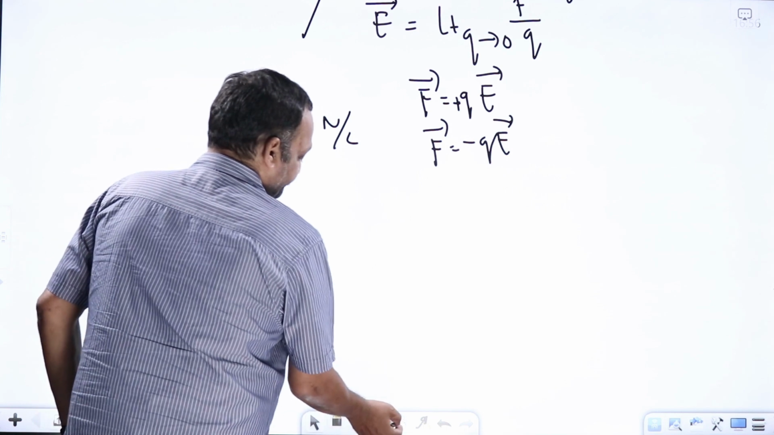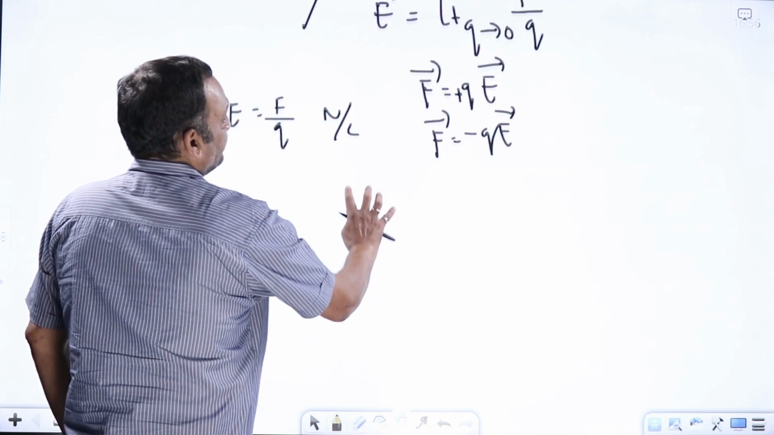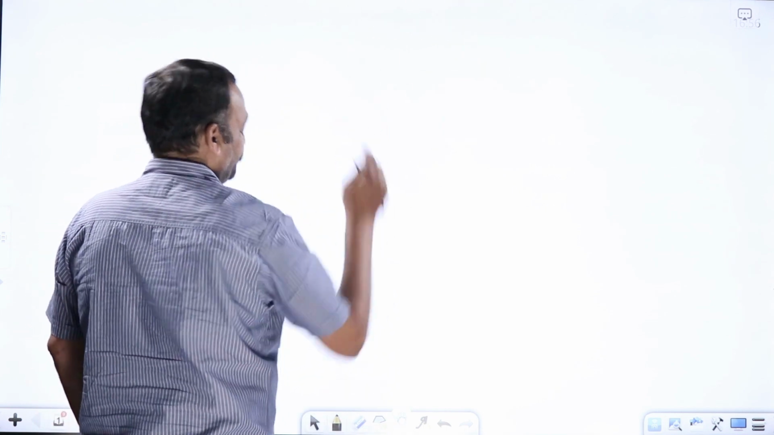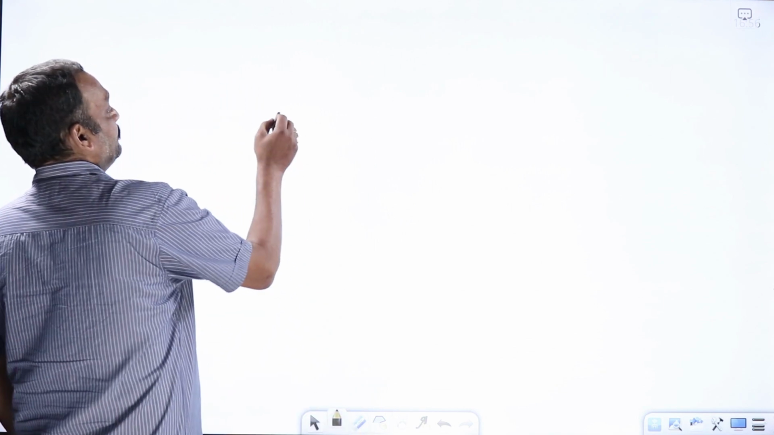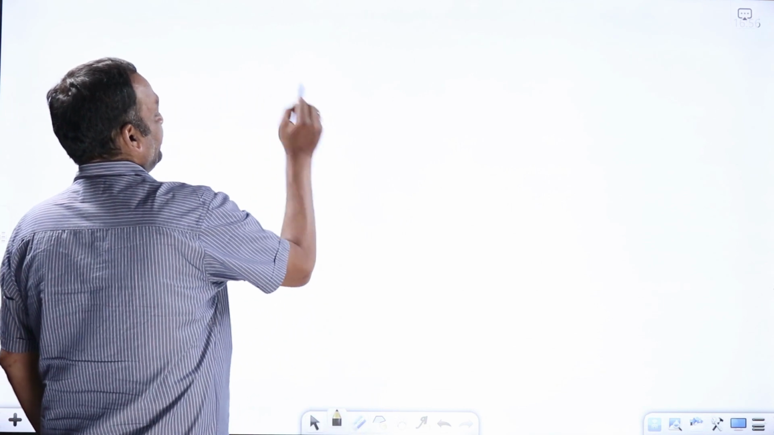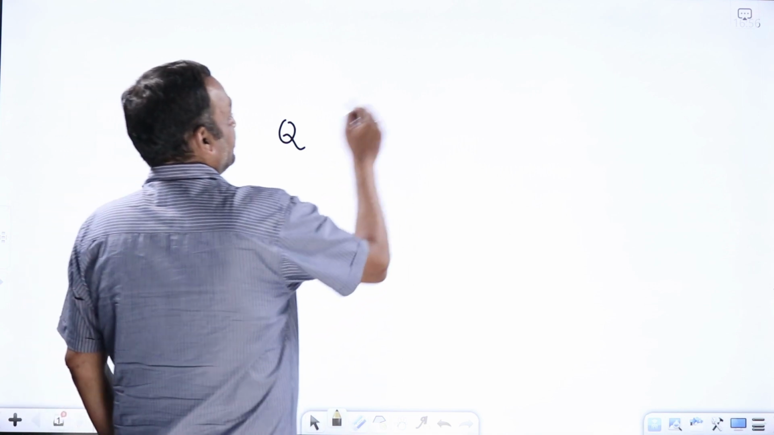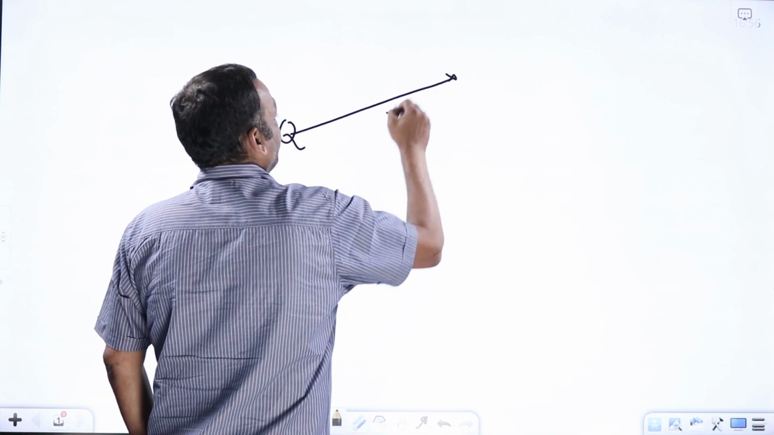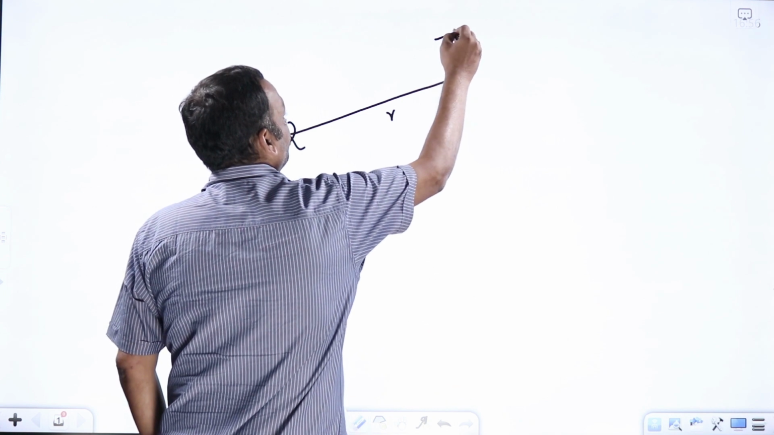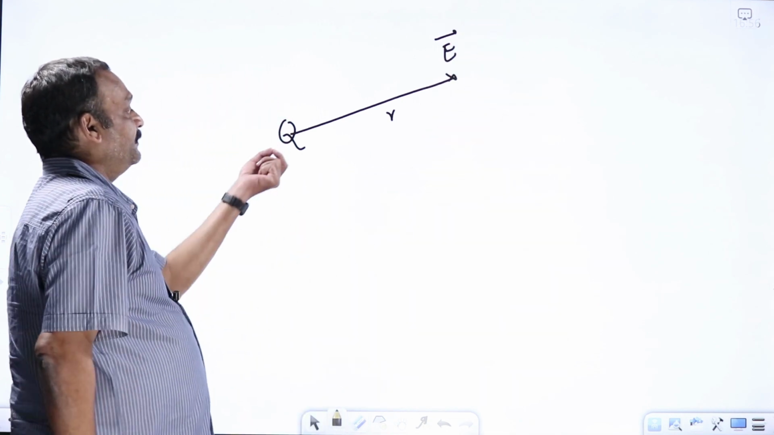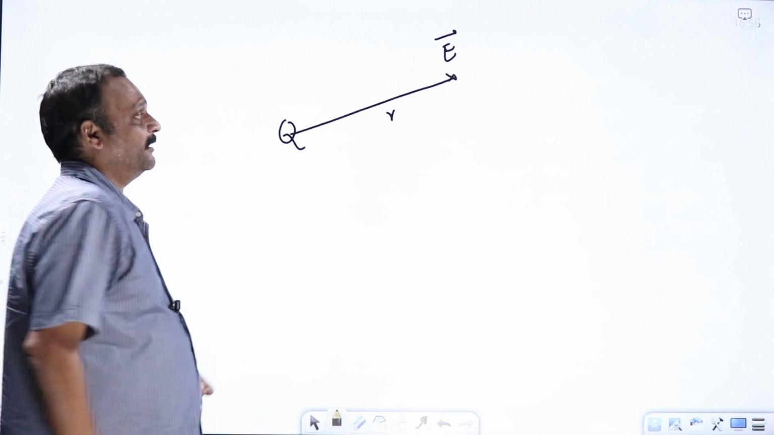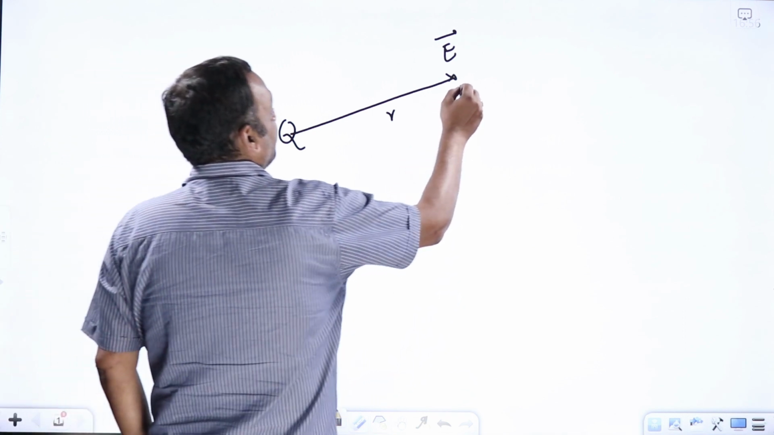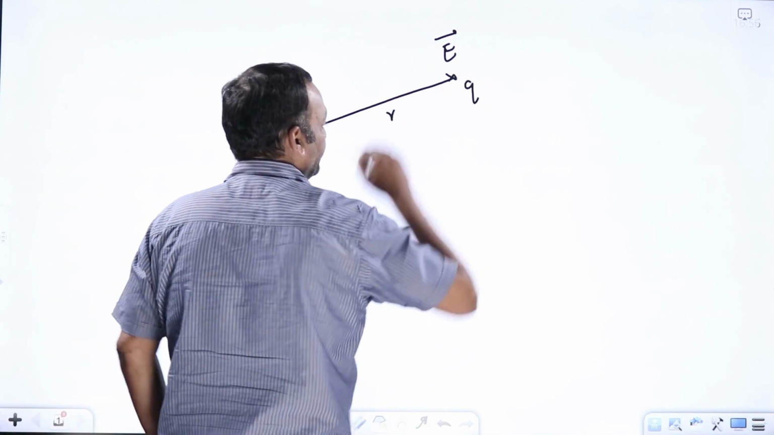Now what is the electric field intensity due to a point charge we want? You put some charge Q here, and at a distance R from this charge, what is the electric field intensity I want to find? So electric field intensity due to a point charge. Now, I'll put some small test charge, small q here.